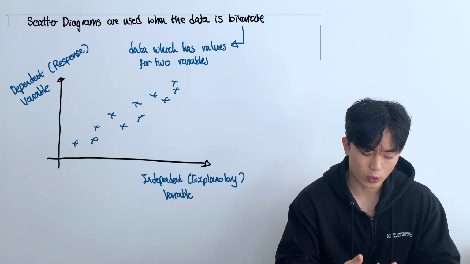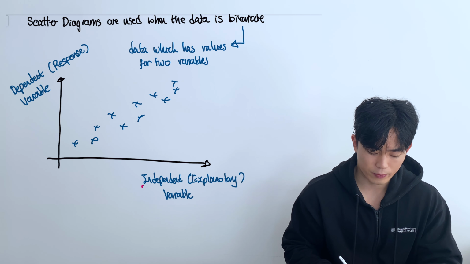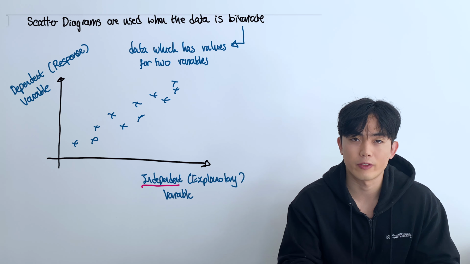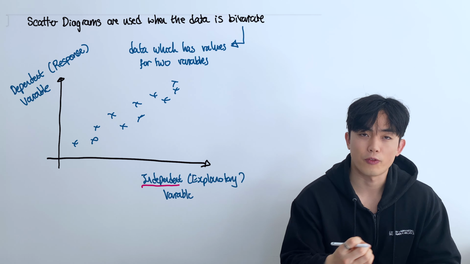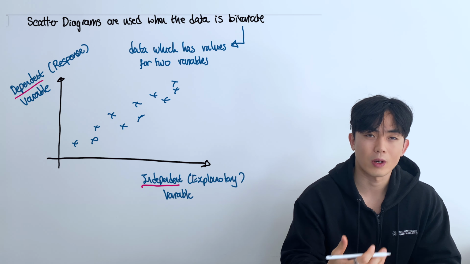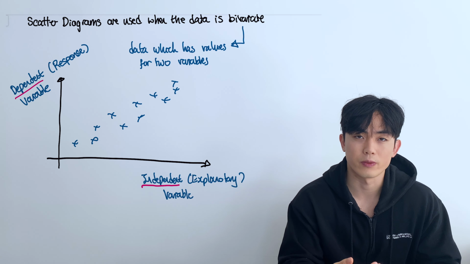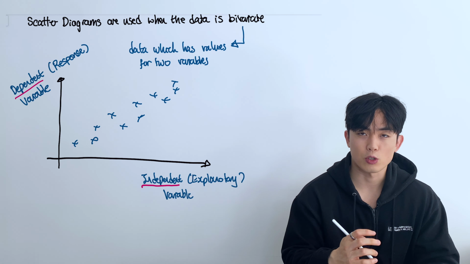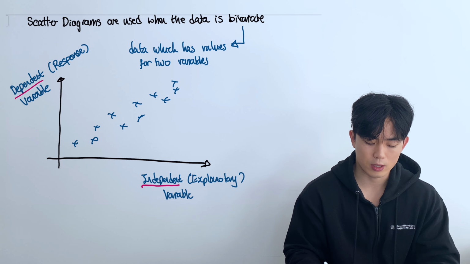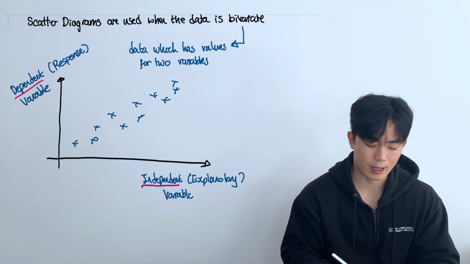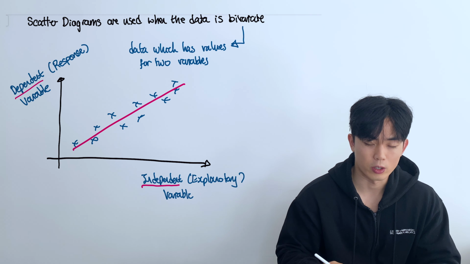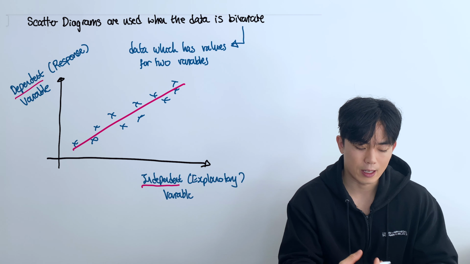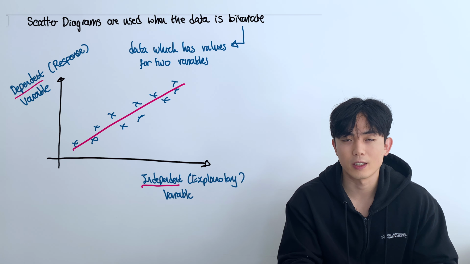These variables are given specific names. On the x-axis, we have the independent variable, sometimes known as the explanatory variable. This is the one we change on its own, and it will affect the dependent variable on the y-axis, sometimes known as the response variable. Because it has two variables, we can plot a scatter diagram, with x points, and draw a straight line graph, and then determine whether the two data are correlated or not correlated.